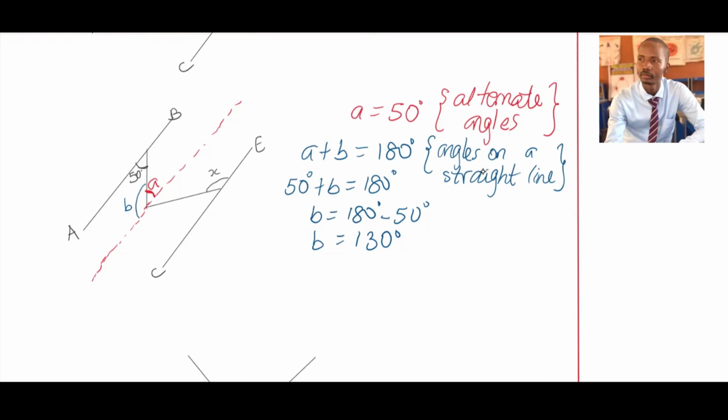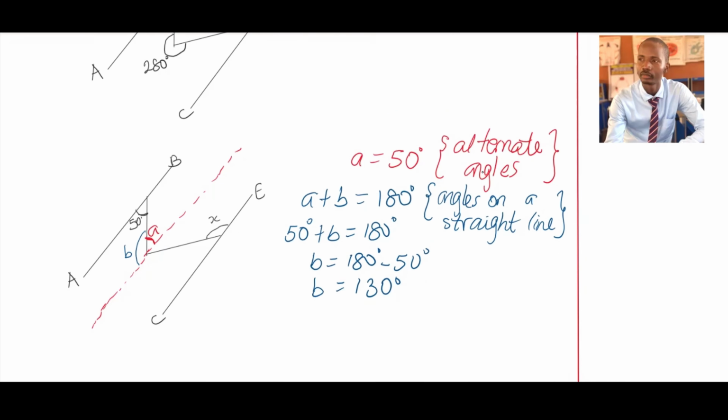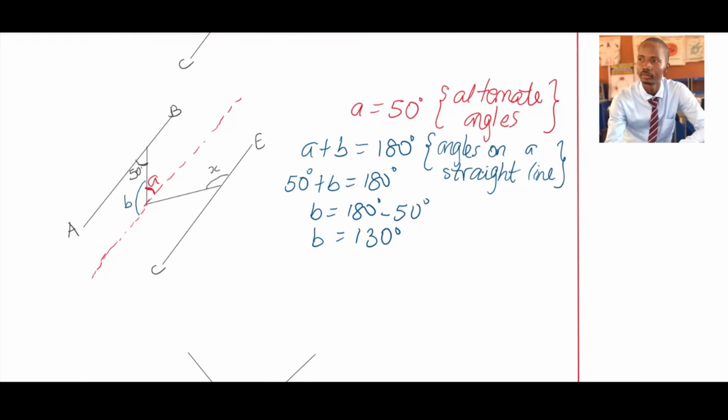Now there's something interesting here. Do not forget that we have that this angle is 280 degrees. That is from this angle here down to this, all of this is 280 degrees. So if all of that is 280 degrees, let's bring it back. And B is part of it, right? And B is 130 degrees.